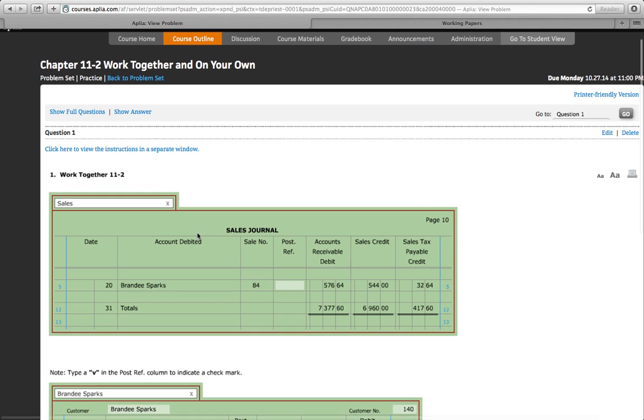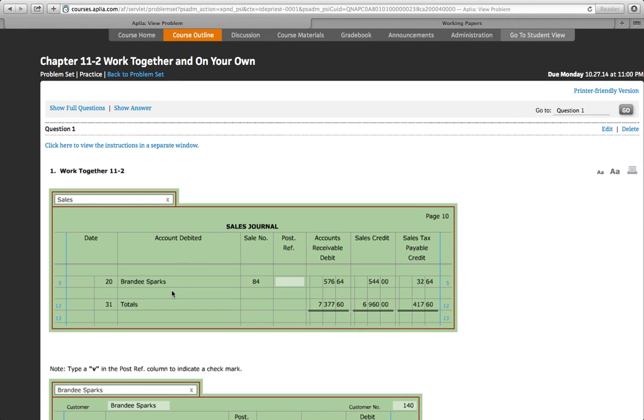Now you need to realize that this would not be the only entry in this journal. The fact that the total line is on line 12 tells me that there would have been 11 entries above this, and all of them would have to be posted. But they're asking us just to do one as an example. So we're going to post to Brandy Sparks's subsidiary ledger account.